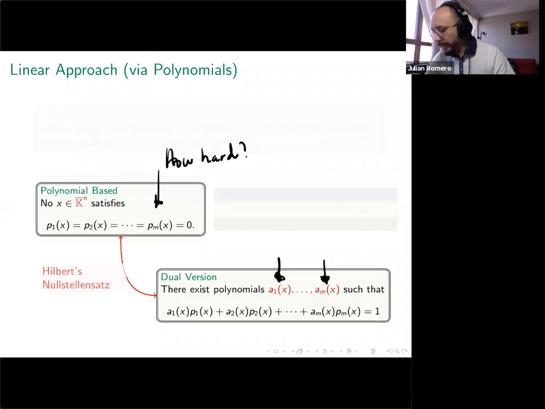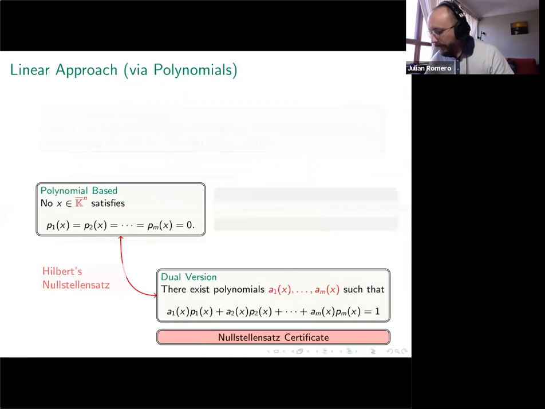So these are called Nullstellensatz certificates. These guys over here are called certificates, and I'm going to study the size of these certificates. And why is this important? Because this gives us an algorithm to verify if the system doesn't have a solution, and this is how I run the algorithm. My algorithm is going to try to find the polynomials a1 to am.